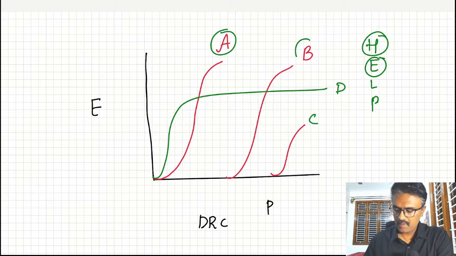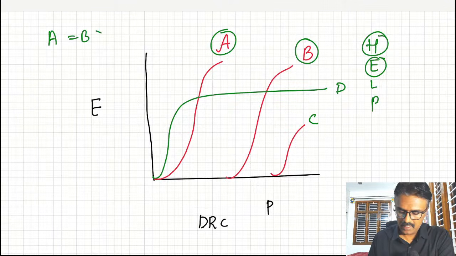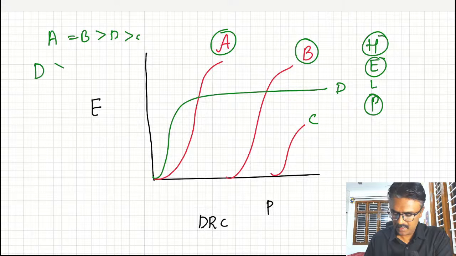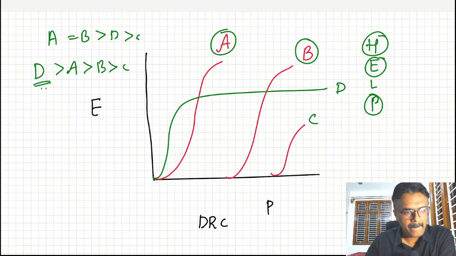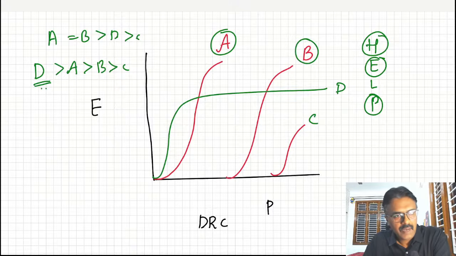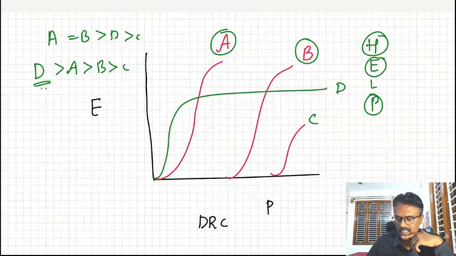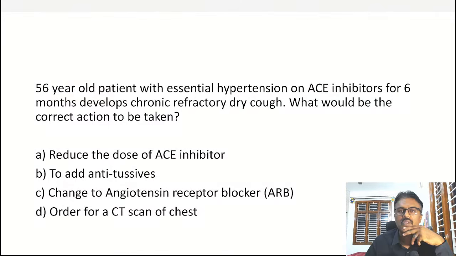A and B are equally efficacious, same height. Then comes D, then comes C. Potency: check the left side. Who is more to the left side? D. Then A, then B, then C. So the more potent drug is D. I think most of you have practiced it plenty of times and these questions have arrived. Very good. Good job. Let's move on to the next question.